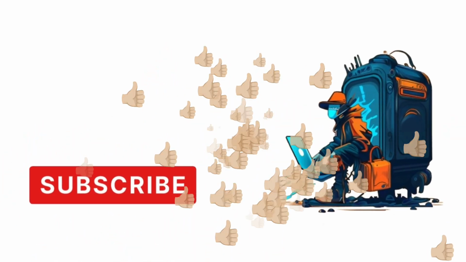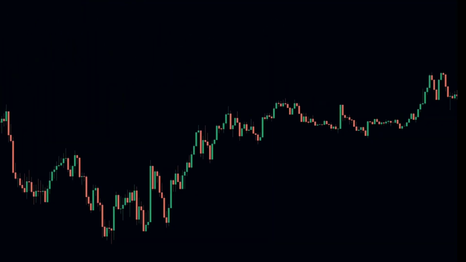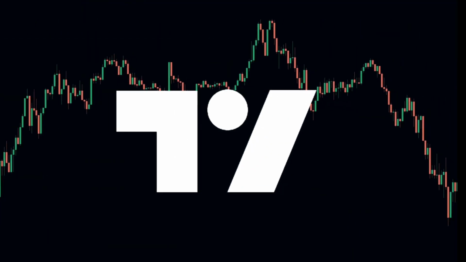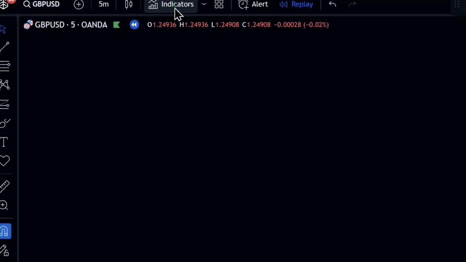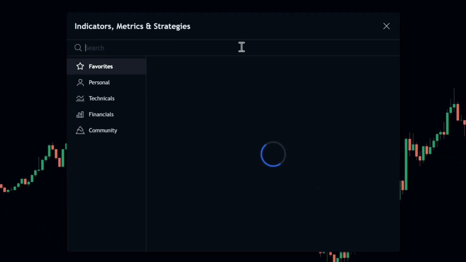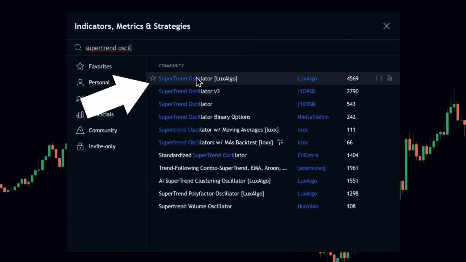Let's get into it. To add this indicator to your chart, go to TradingView and load the 5-minute time frame of GBP USD. Then click on Indicators and type in Supertrend Oscillator. Select the one created by my favorite author, Luxalgo. Big shout out to them.